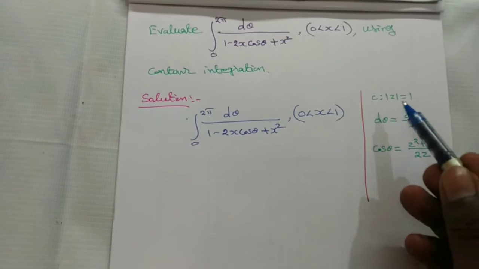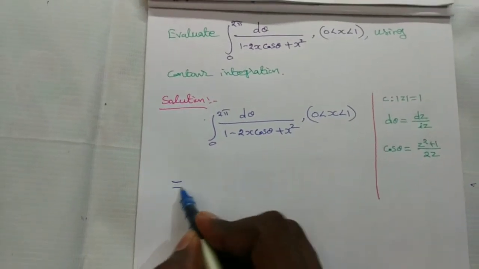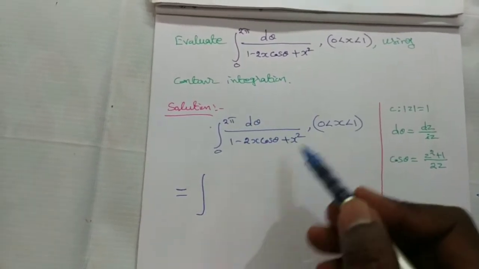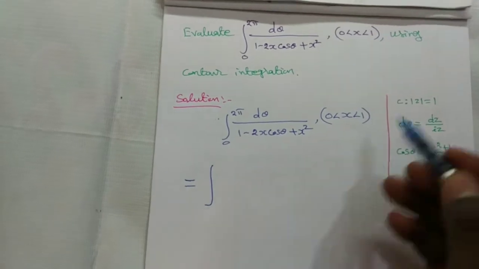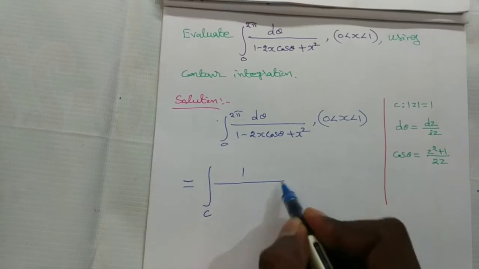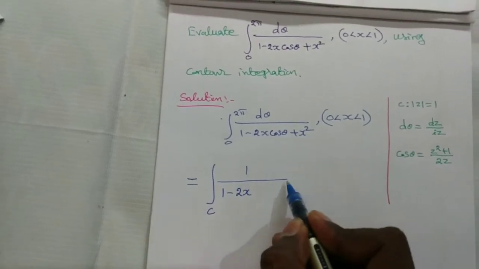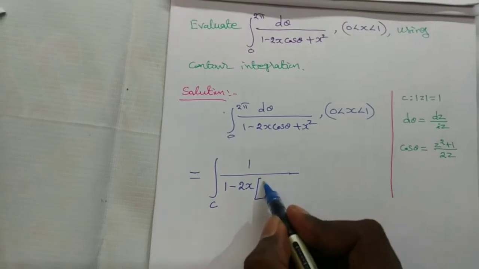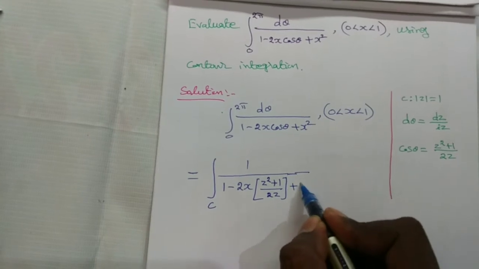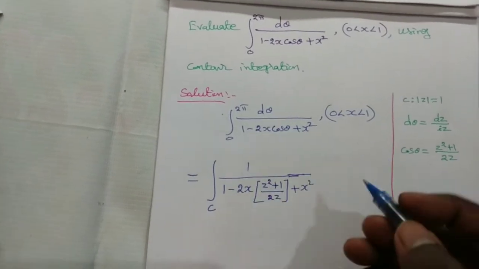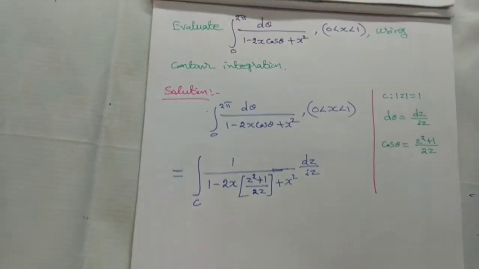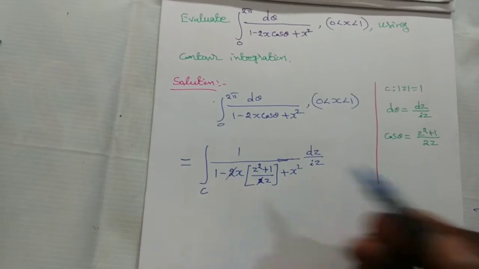Okay, now I am going to substitute everything in the given integral. After substituting this, the integral is converted into terms of z. So the integral over C, the unit circle, of dθ, 1 divided by 1 minus 2x cos θ, where cos θ is (z² + 1)/(2z), plus x², into dθ. What is dθ? dz/(iz). Okay, so now here 2 and 2 cancel.